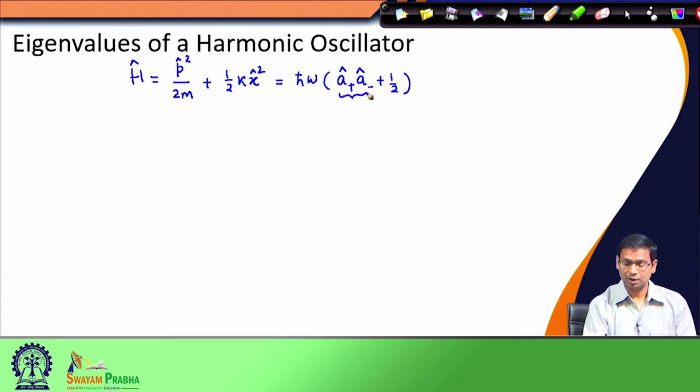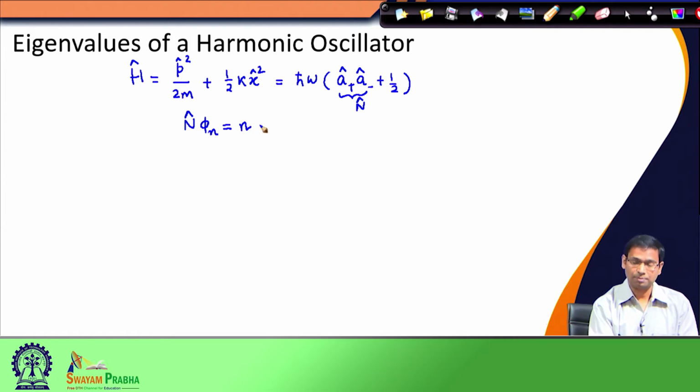If you remember, we called this a plus a minus operator a new operator called operator n, and we tried to solve the eigenvalue problem corresponding to this operator. While doing so, we defined that let phi n be an eigenfunction of this operator n with an eigenvalue of small n. So, this is what we had defined. Since n is a Hermitian operator, this n is going to be a real eigenvalue.